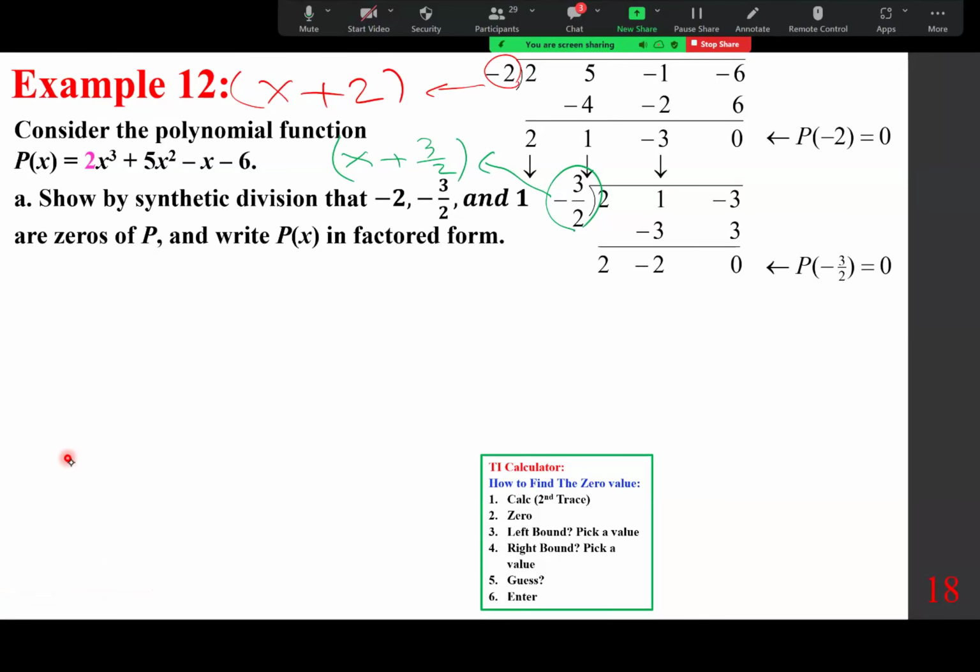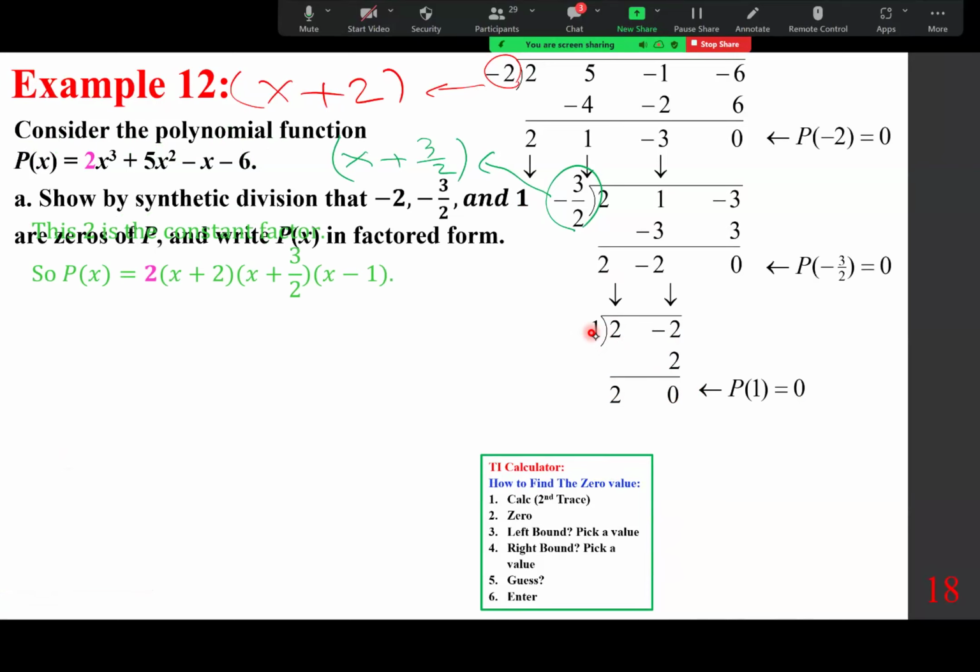And now you can use this and divide by the next one. So 1 means x minus 1. So 2, you drop it, okay? Times 1 is 2, 2 and -2 is 0. That means p of 1 must be 0. And that means x minus 1 must be a factor.